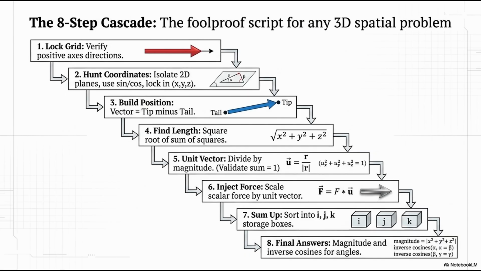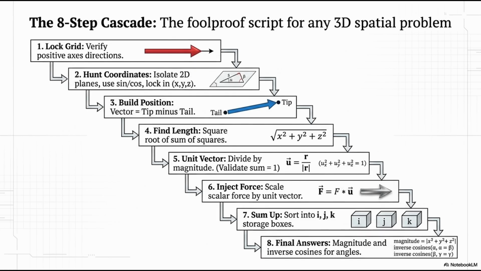If you want to survive any 3D spatial force problem Hibbeler throws at you, stop guessing. Just run this exact script every single time. First, lock down the grid. Look at the axes, verify the positive directions, and don't trust your instincts. Second, hunt the coordinates. If they give you direct dimensions, write them down. If they throw an angle at you, isolate the 2D plane first, use sin and cos, and lock in your XYZ data. Third, build the position vector. It is always position vector equals tip minus tail, end minus start, every single time.